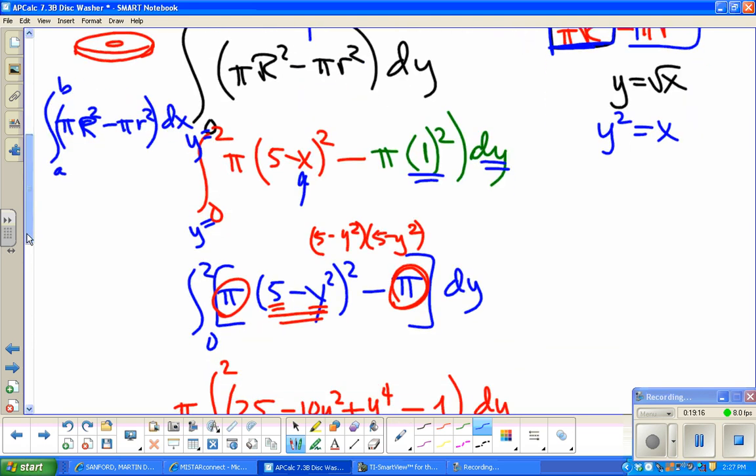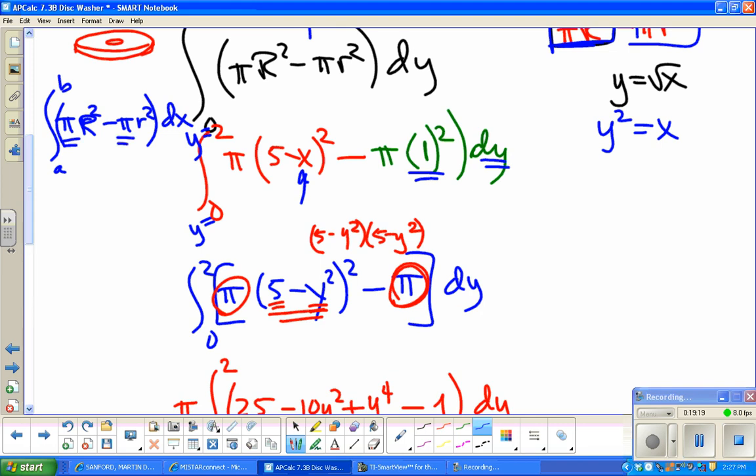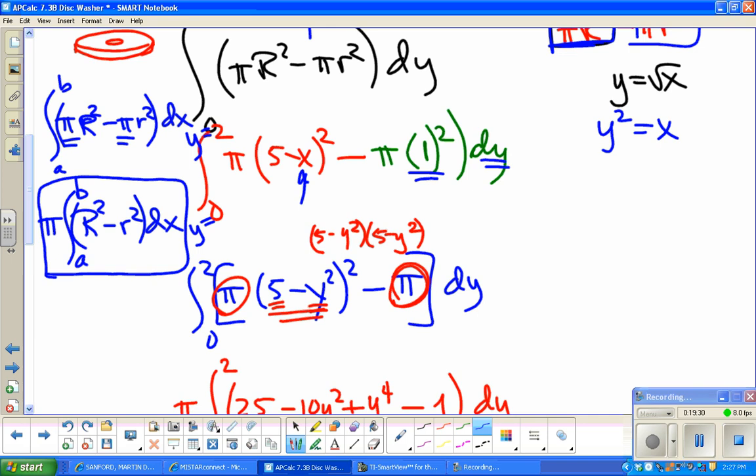Well, I just want to remind you that you can factor out these pi's and make this pi times the integral from a to b of big R squared minus little r squared dx. And again, that could be dy depending on which direction you're going to go. So that's a little summary. This is going to be pretty normal to happen when you're talking about rotated volumes. And if there's no hole, then you can just ignore that part because there's nothing to subtract out.